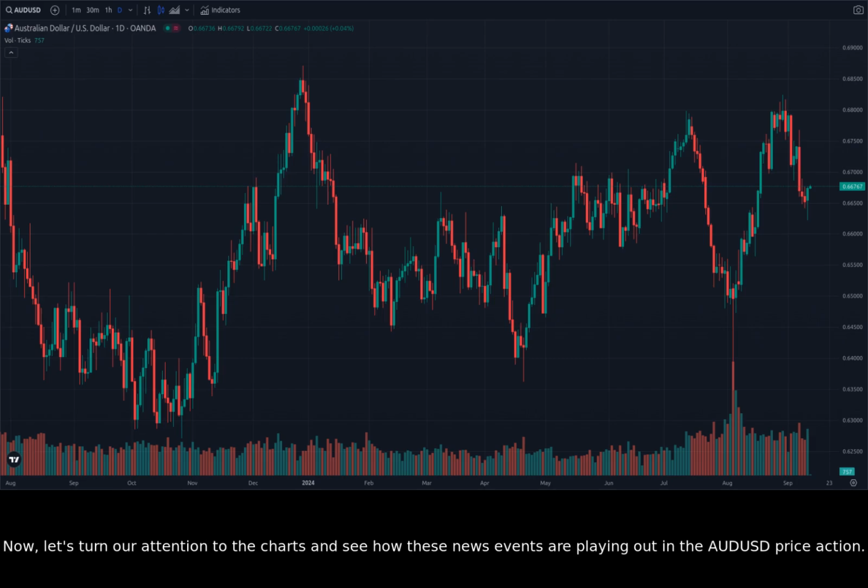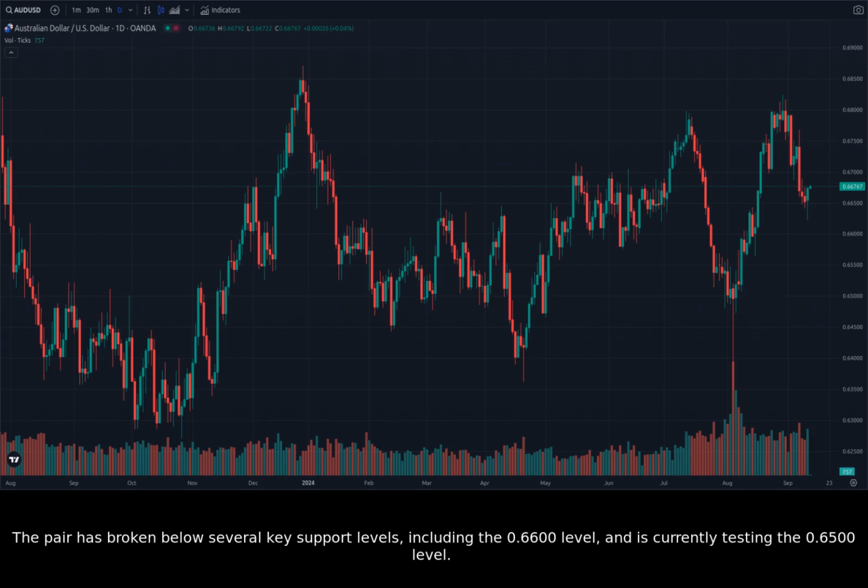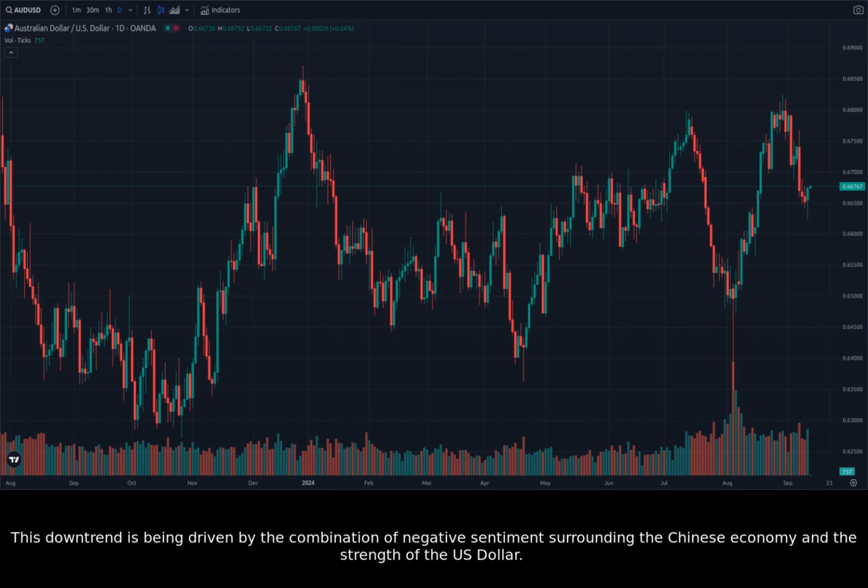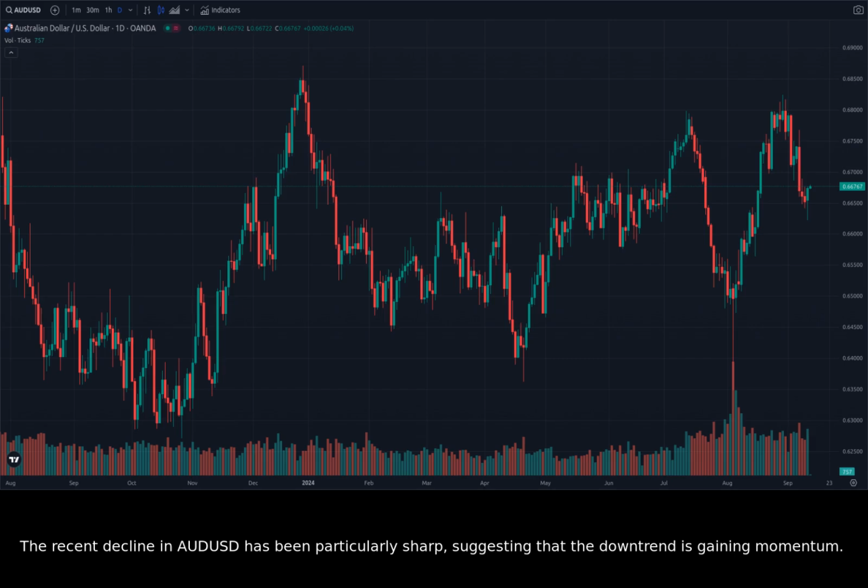Now, let's turn our attention to the charts and see how these news events are playing out in the AUDUSD price action. Looking at the daily chart, we can see that AUDUSD has been in a downtrend since the beginning of September. The pair has broken below several key support levels, including the 0.6600 level, and is currently testing the 0.6500 level. This downtrend is being driven by the combination of negative sentiment surrounding the Chinese economy and the strength of the US dollar. The recent decline in AUDUSD has been particularly sharp, suggesting that the downtrend is gaining momentum.